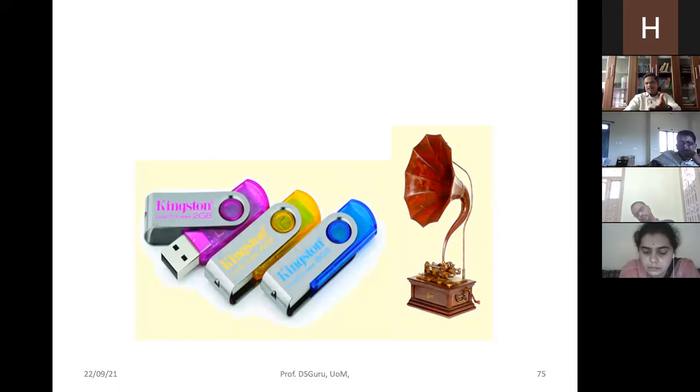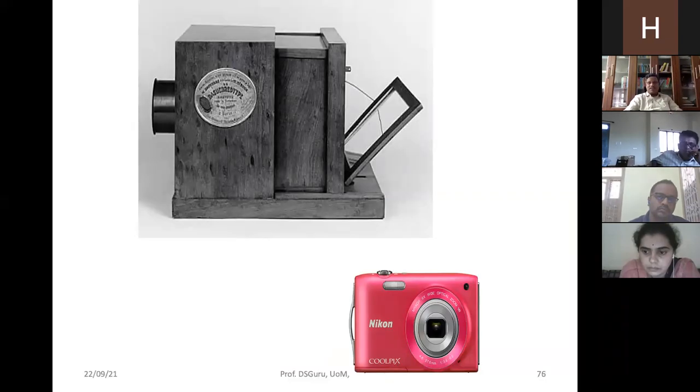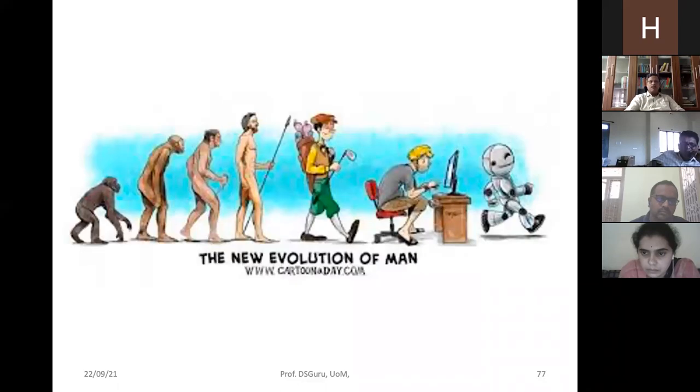Okay, mobile library. You walk with a pen drive. The pen drive is a library. You need not go to a physical library today. That's what we are talking about, right? So this is the earlier camera, and this is a smart camera today. That was a moving object detection camera invented by the brothers, but this is the new smart camera.